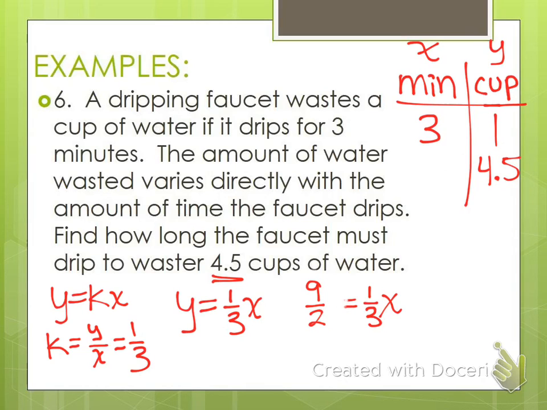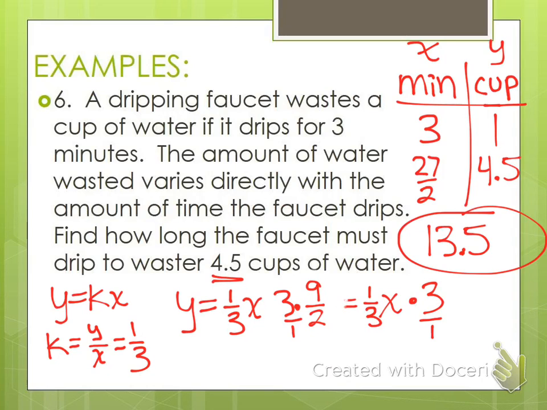Divide by 1/3, which is the same as multiplying by 3 over 1. So we multiply both sides by 3 over 1, or 3. So x equals, put it over here, 27 halves, or that's the same as 13.5. So 13.5 minutes is how long it would have to drip.